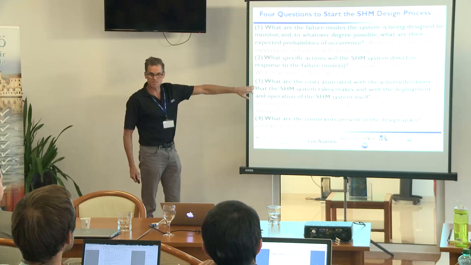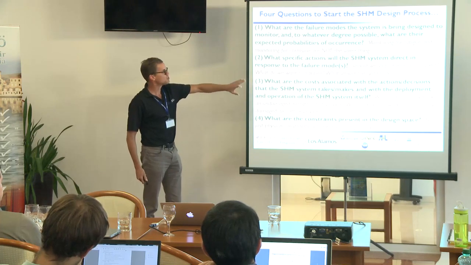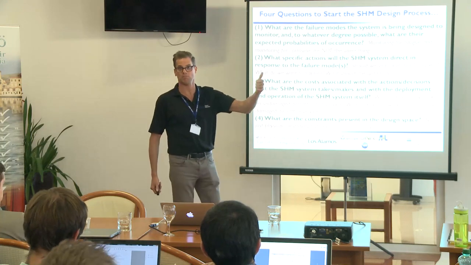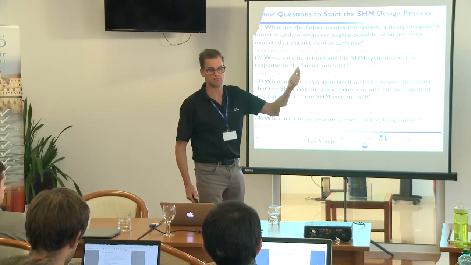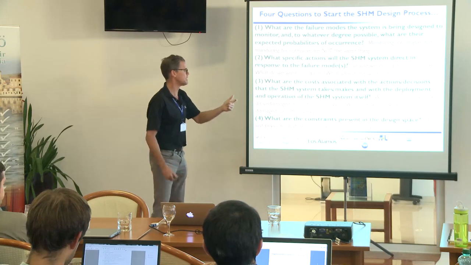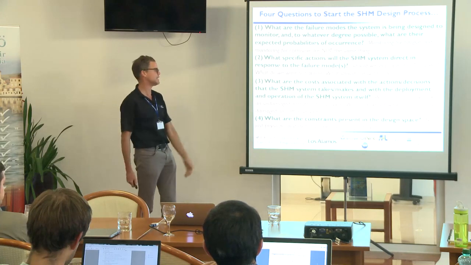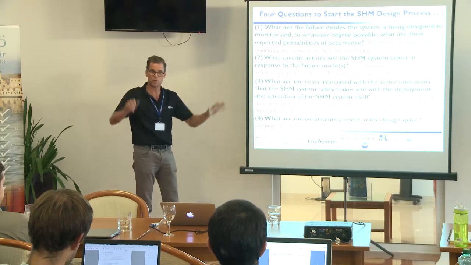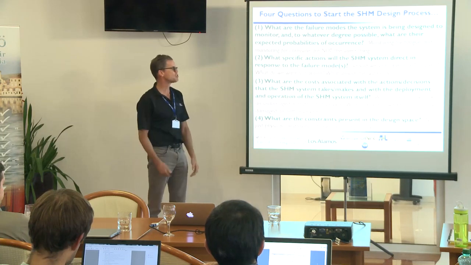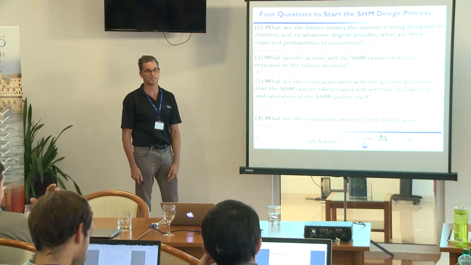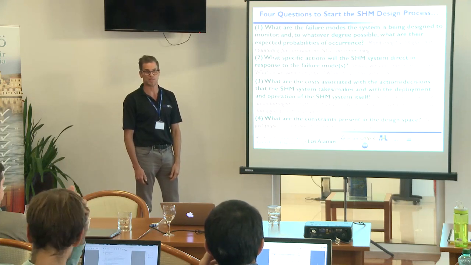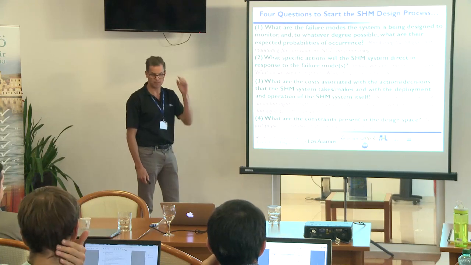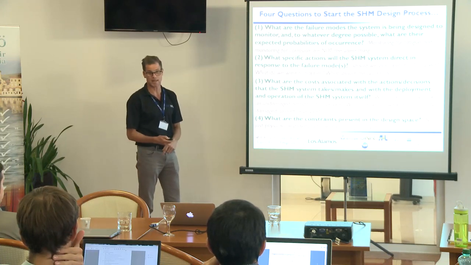What are the costs? Boy, you've been seeing this a lot. Associated with the decision and actions, what's the cost of a bad decision? What's the cost of a good decision? Okay, all those things that were shown in the decision tree analyses. What's the cost of the system itself? That's all part of the framework that you saw. And what are the constraints present in the design space? I can't put 1,000 sensors on an airplane. No one's going to allow that from a weight penalty alone, okay, and a maintenance issue.